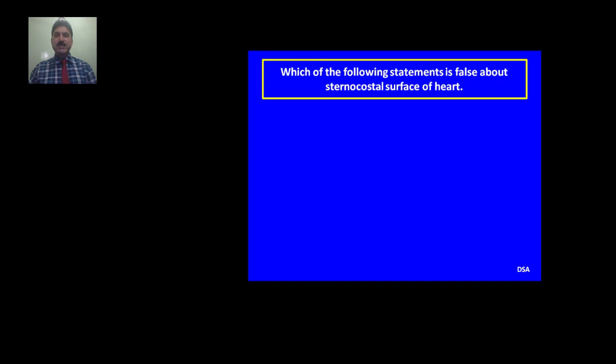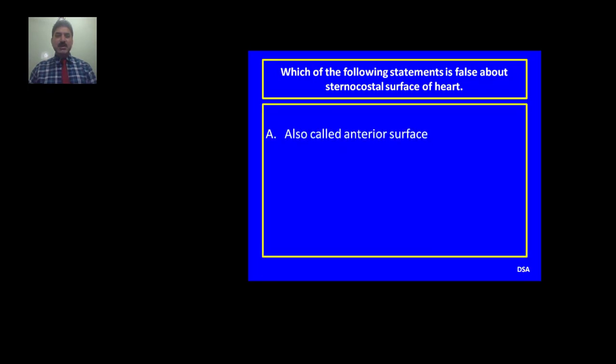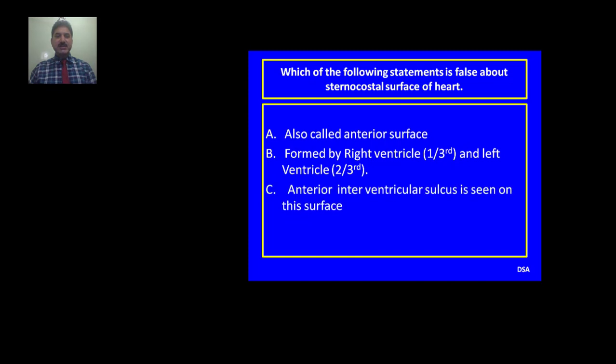Which of the following statements is false about the sternocostal surface of the heart? A. Also called anterior surface of the heart. B. It is formed by right ventricle 1/3 and left ventricle 2/3. C. Anterior interventricular sulcus is seen on the surface. D. Left anterior descending coronary artery is seen on the surface. B is the wrong option.